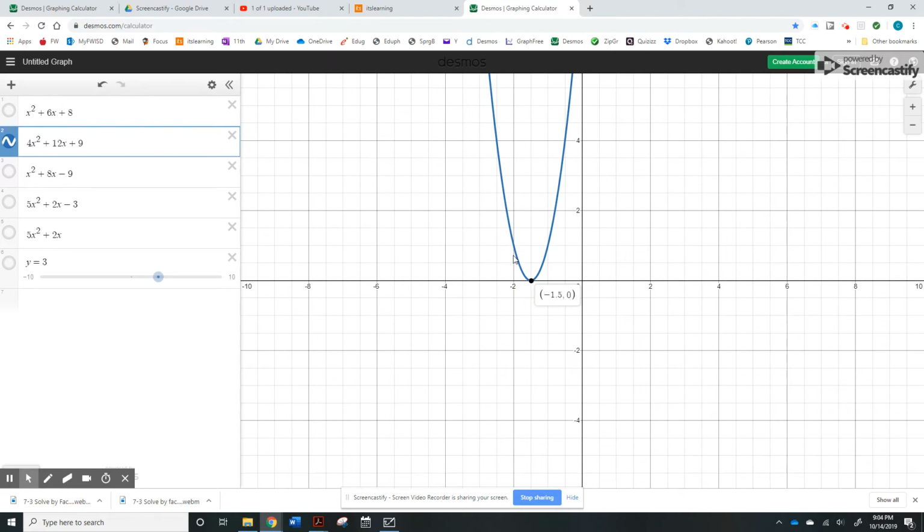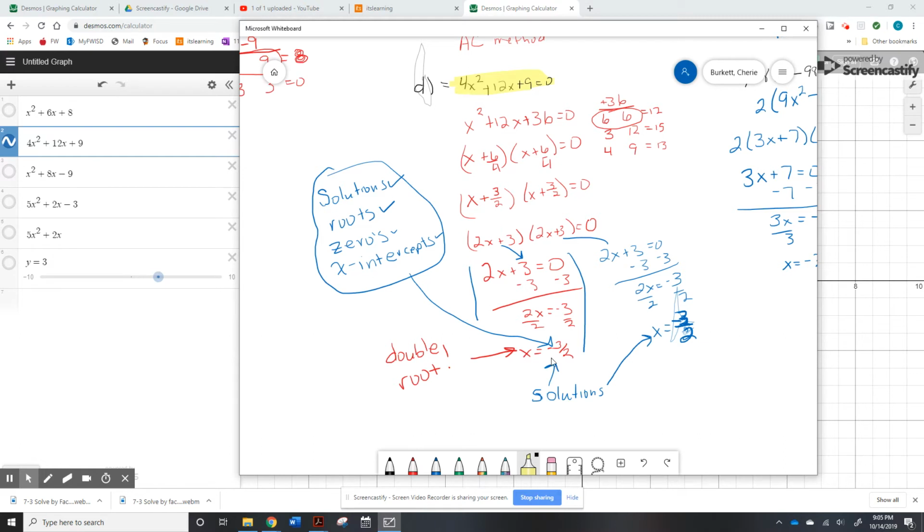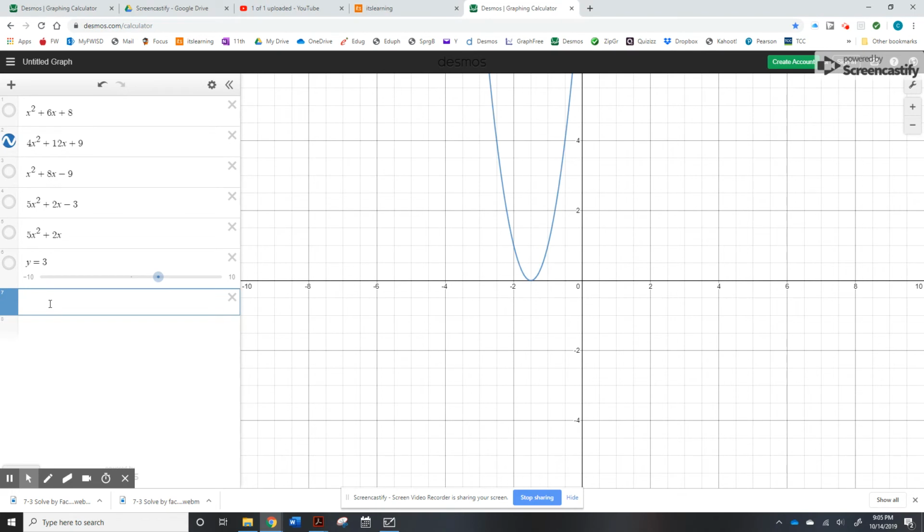So the fact that it comes down here, hits the x-axis and bounces off rather than crossing it, that's why it's a double root. Double roots bounce where single roots cross. So single roots cross, double roots bounce. So that's how we know that that's a double root. And -1.5 is the same value as -3 divided by 2. See, they tell you right here that the answer is -1.5.